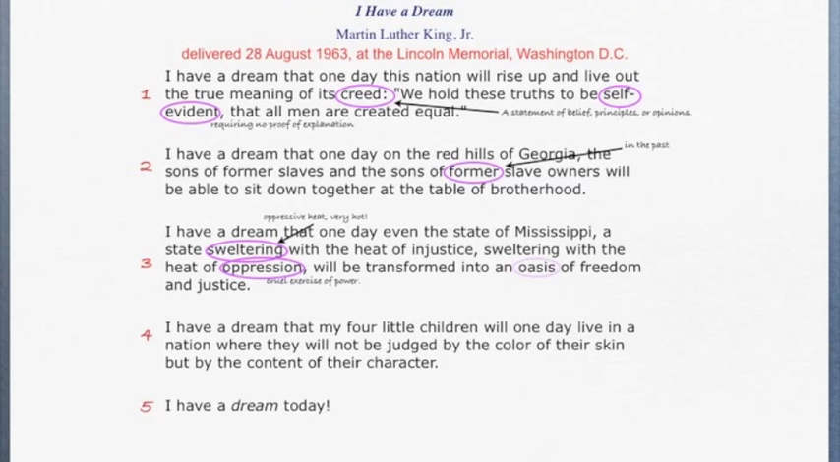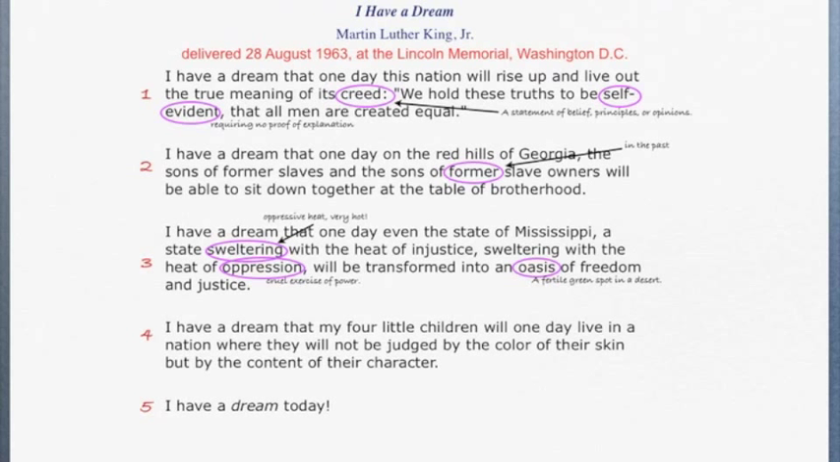And finally, let's look at oasis. This is another one that we were having trouble with in class. An oasis is a fertile green spot in a desert. Okay, so there's a lot of mentioning of words that have to do with heat. We've got sweltering. We have the word heat a couple times. So an oasis would be a foil to that, something that means the opposite of that heat.